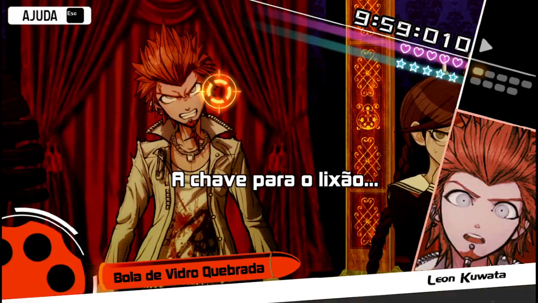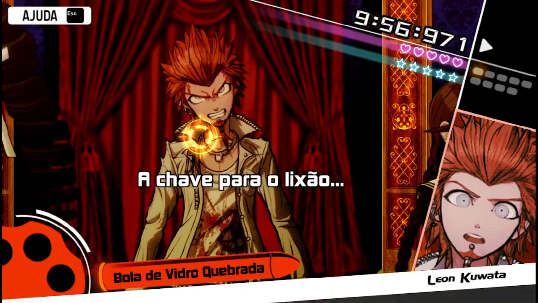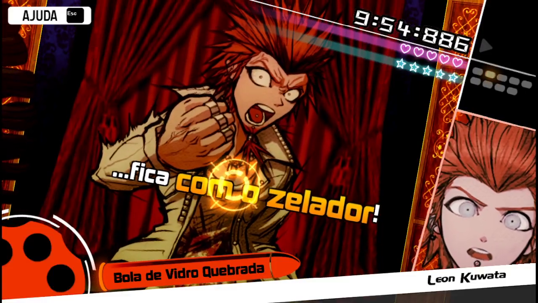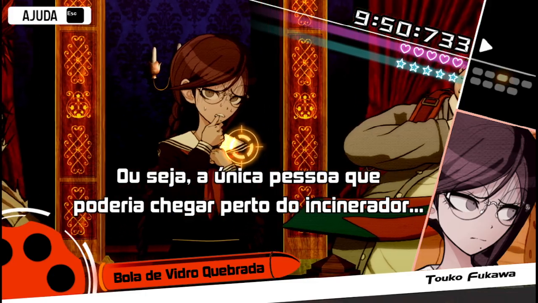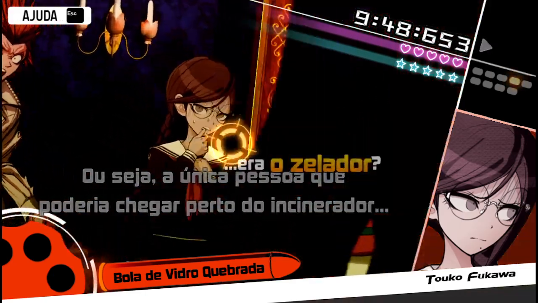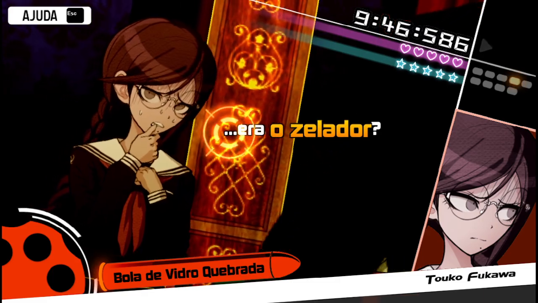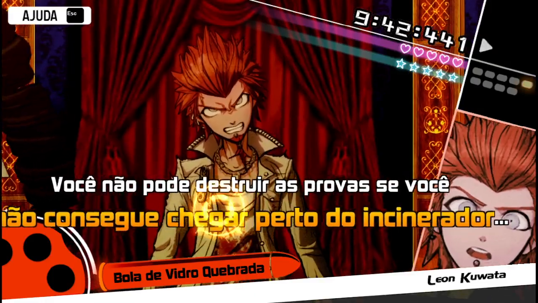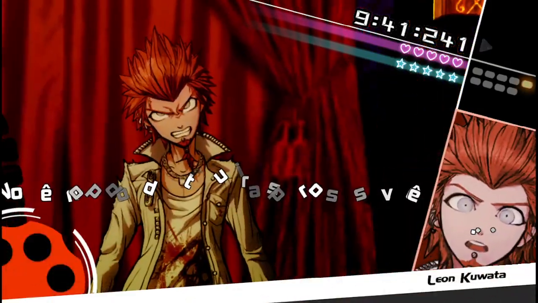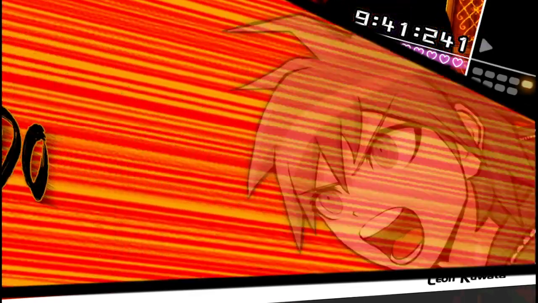The key to the trash room. Whoever was on cleaning duty must have had it, right? So the only one who could get to the incinerator was the person in charge of the trash? And you'd have to get close to the incinerator in order to destroy the evidence. No, that's wrong!